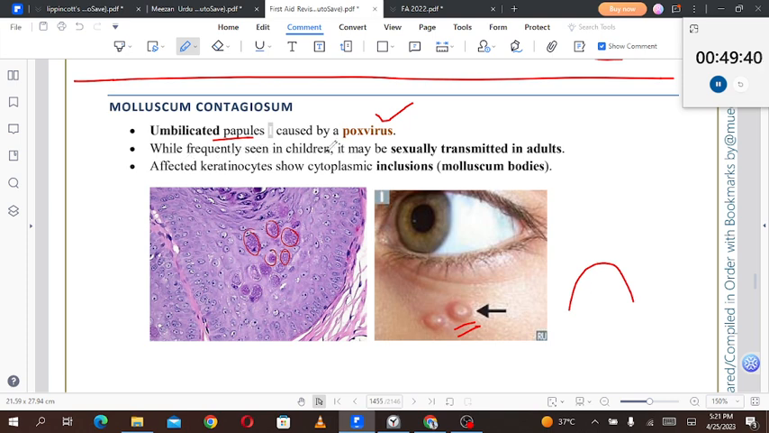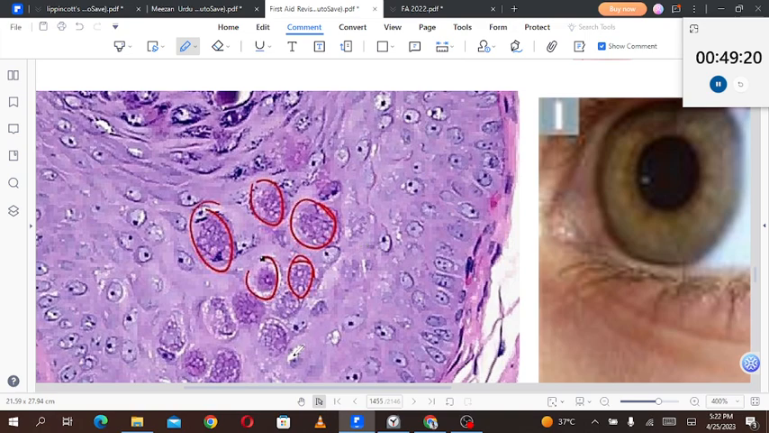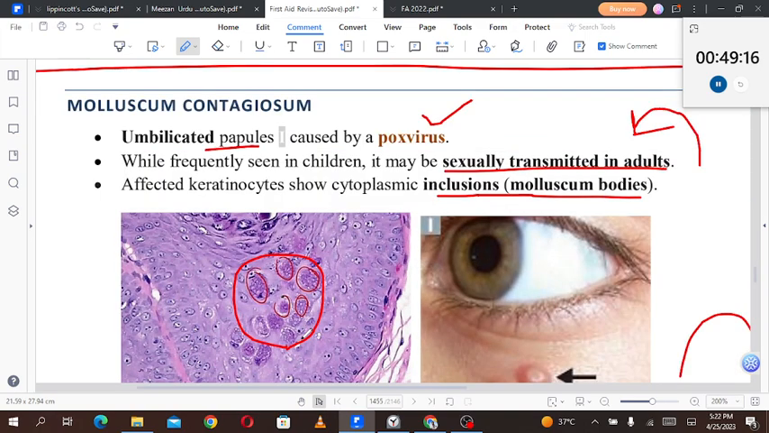So umbilicated papules which are caused by the pox virus, while frequently seen in the children, may be sexually transmitted in adults. In children, they are frequently seen, and if they are seen in the adults, they may be sexually transmitted. And affected keratinocytes show cytoplasmic inclusion molluscum bodies. So here you can see the molluscum bodies inside the cytoplasm of these cells, I guess. Over here, these are the molluscum bodies, and they are caused by the molluscum contagiosum virus.